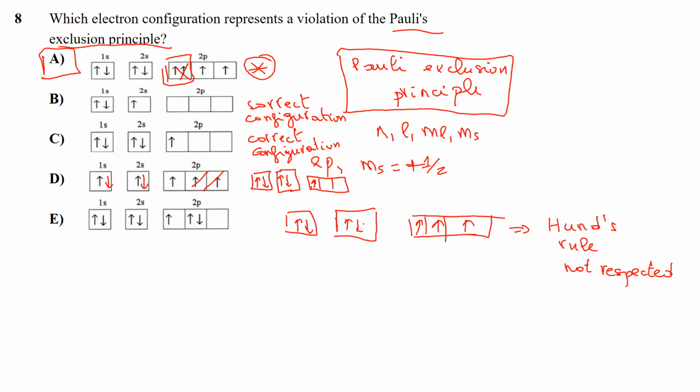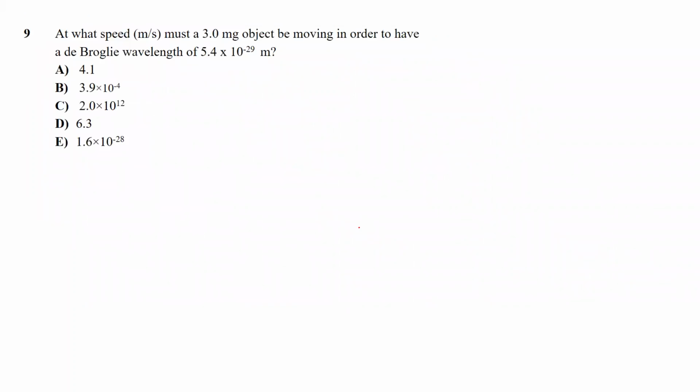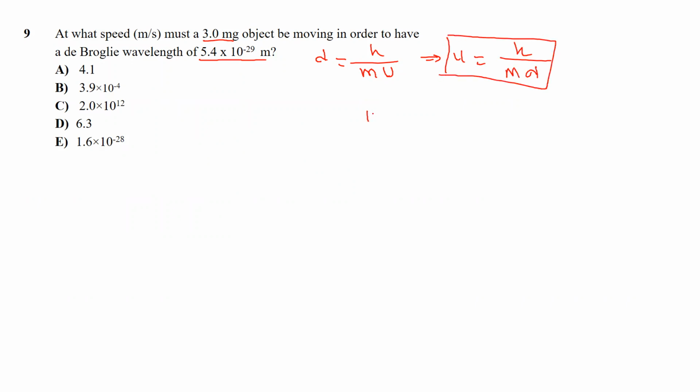Let's move to problem number 9. At what speed must a 3 milligram object be moving in order to have a de Broglie wavelength of 5.4 times 10 to the power minus 29? Here you just need to remember the relationship between lambda, h, and mu for the de Broglie relationship. We have the mass, we have lambda, and we need to deduce the speed u. u equals h over m lambda. So we can calculate u.